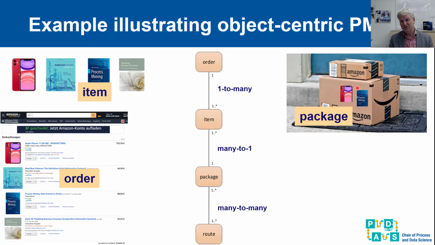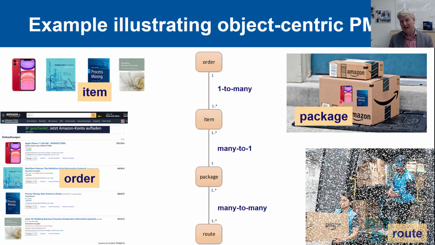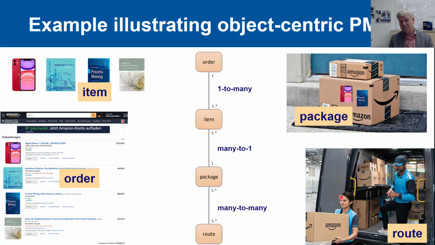Then after these packages have been created, they of course need to be sent to my home. And it may be the case that I'm not at home. And if the package is valuable, it cannot simply be left. So these delivery attempts are on a so-called route. And on a route, of course, we typically deliver many different packages, but the same package may be on different routes.